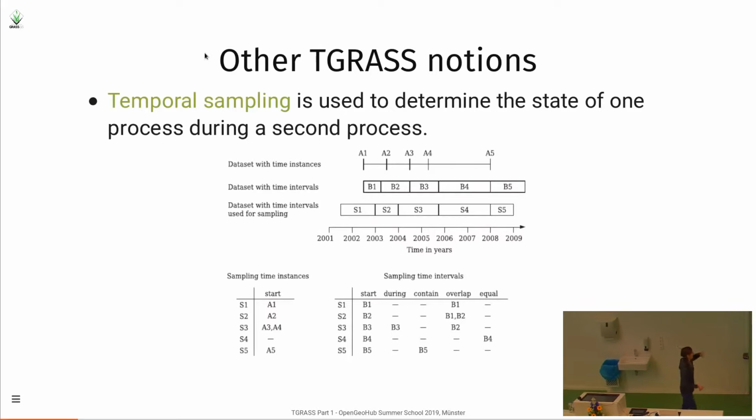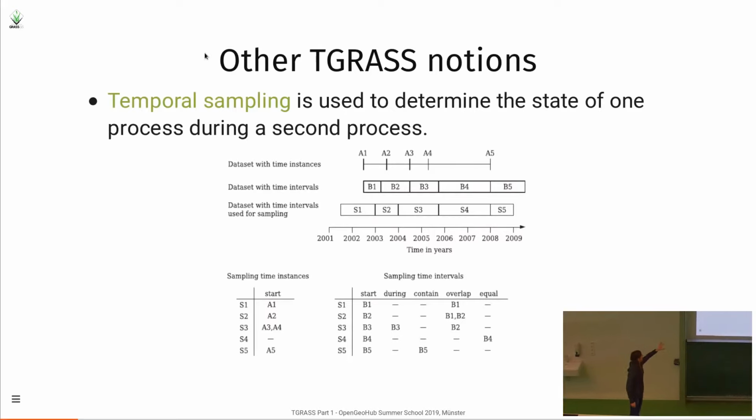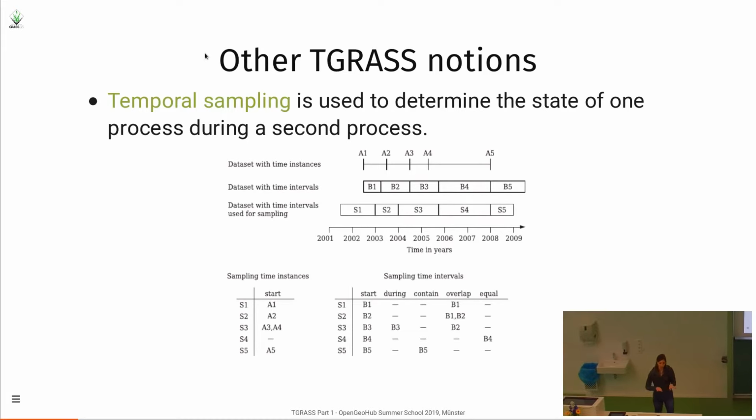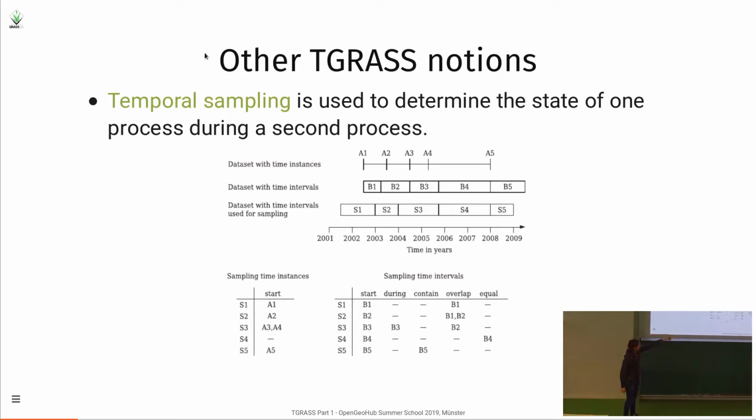Another concept that has a lot to do with temporal topology is temporal sampling. That's how you relate two time series, when you want to sample one with the other. For example, you have a time series of vector data, and with that one you want to sample a raster time series. So you see which raster will be sampled according to the intervals of each time series. In this table you have how you sample each one.